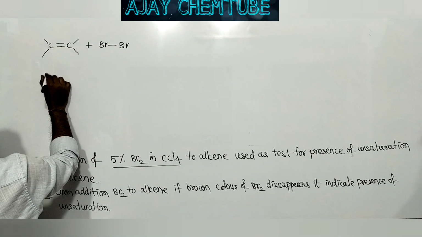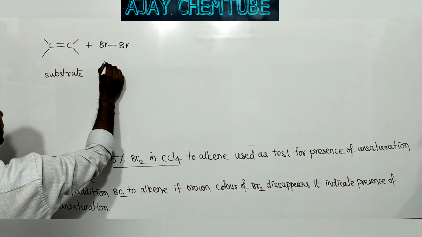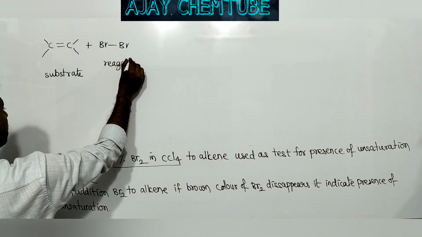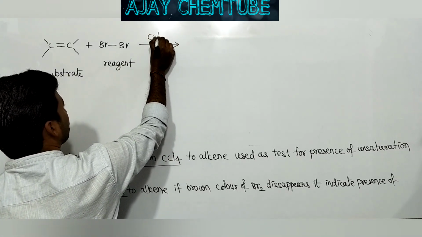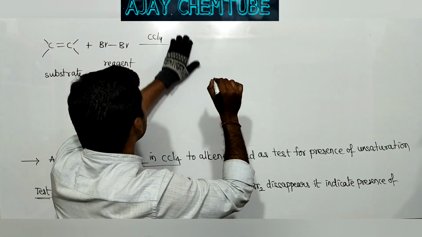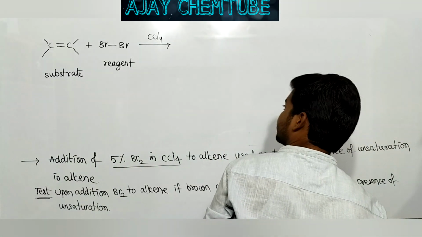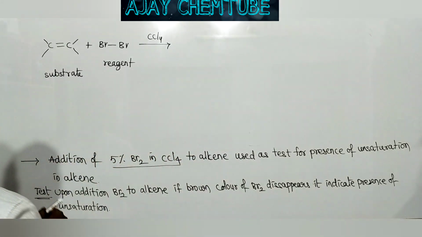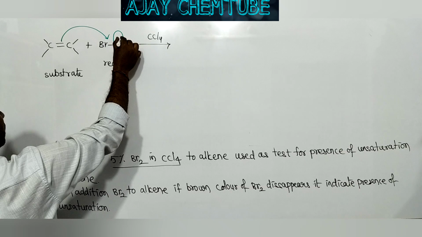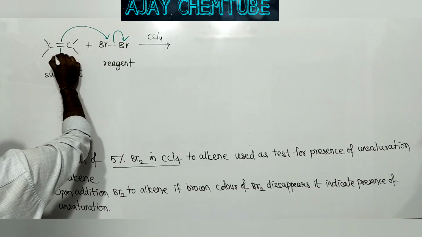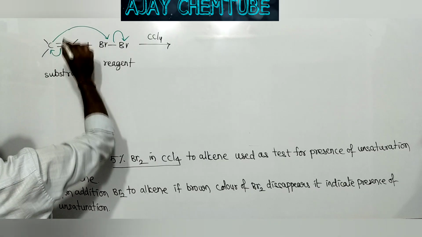So here, alkene is what? Substrate. And here, bromine is what? Reagent, the attacking reagent. This reaction usually takes place in the presence of carbon tetrachloride. If bromine attacks here, this bond undergoes heterolytic bond fission, because this electron is taken by this carbon.